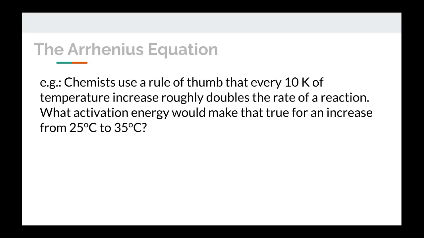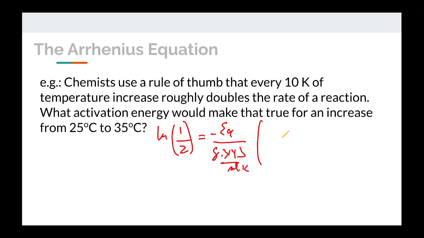Let's try another one. Chemists use this rule of thumb that every 10 K of temperature increase roughly doubles the rate of the reaction. So we want to find out what activation energy would make that true for an increase from 25 to 35 degrees C. So let's say that we have doubled the rate. That means we've doubled the k. So if k1 was 1, k2 would be 2. That equals minus EA, which is our unknown, over R, 8.314 joules per mole kelvin, times 1 over T1 minus 1 over T2.